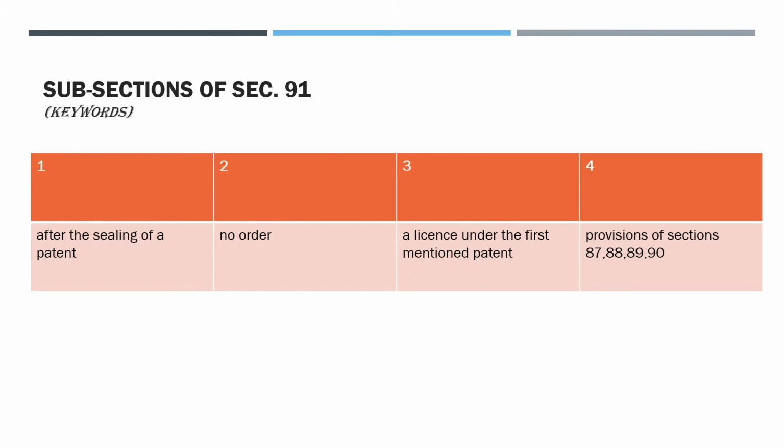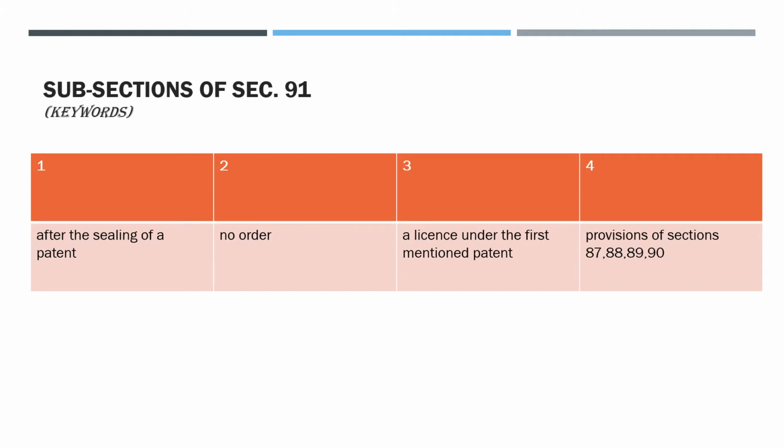The keywords for subsections of section 91. I have picked some key terms or key phrases from the subsections of section 91 as per my intellect. Please choose your own and try to remember these key terms, and with remembering these key terms, please try to recall the essence of the respective subsections of section 91. Fine. So let us take a look.